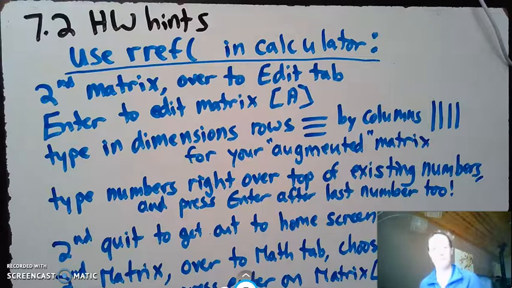So here are some 7.2 homework hints. The homework was surprisingly kind. There's only 4 problems and there's nothing weird. But let's talk about the buttons in the calculator. You'll probably be using the calculator for all 4 of them.